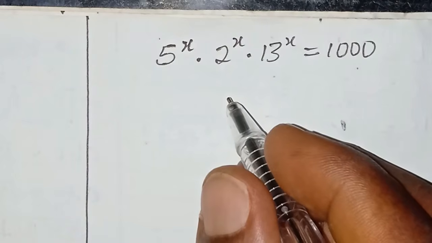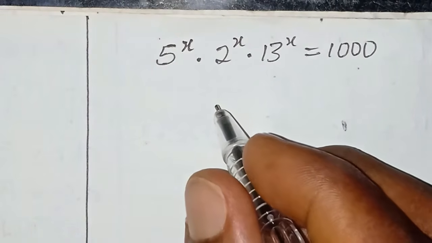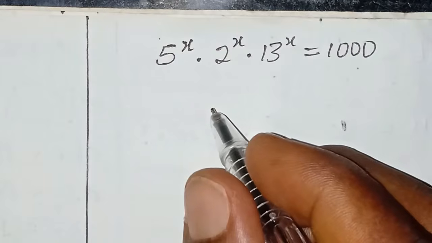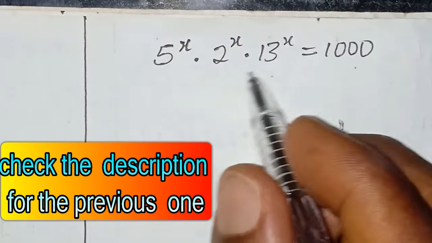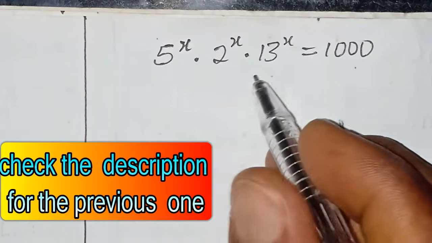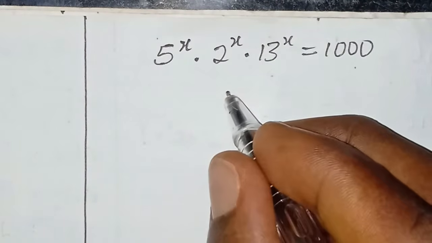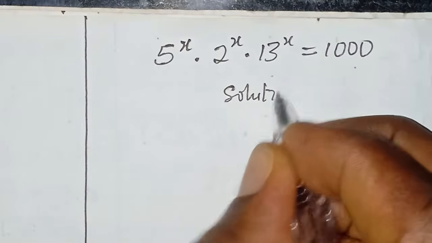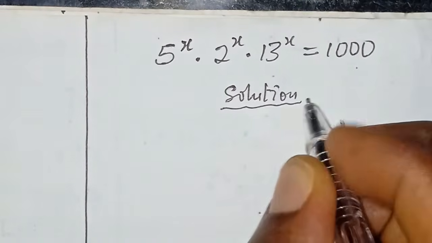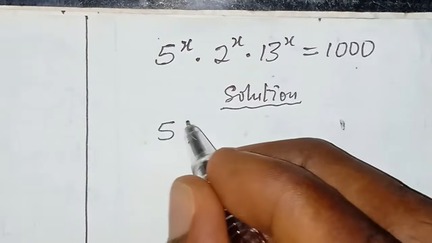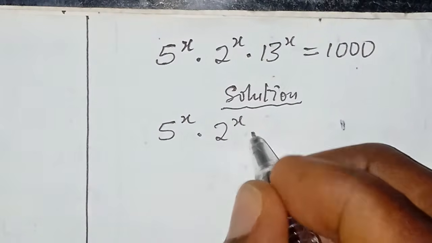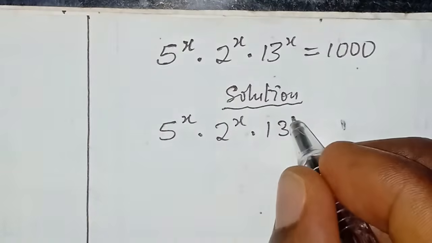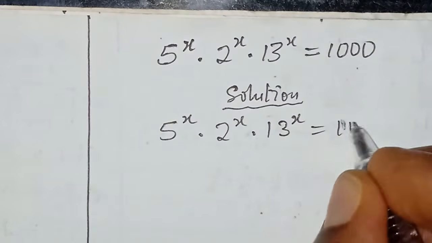Here is another interesting one to the previous one we just solved. Now here, to solve for the value of x in this one, we have the solution. So from 5 to the power of x multiplied by 2 to the power of x multiplied by 13 to the power of x equal to 1000.